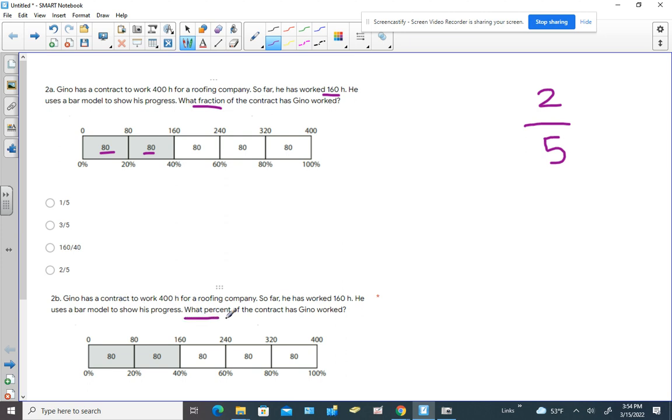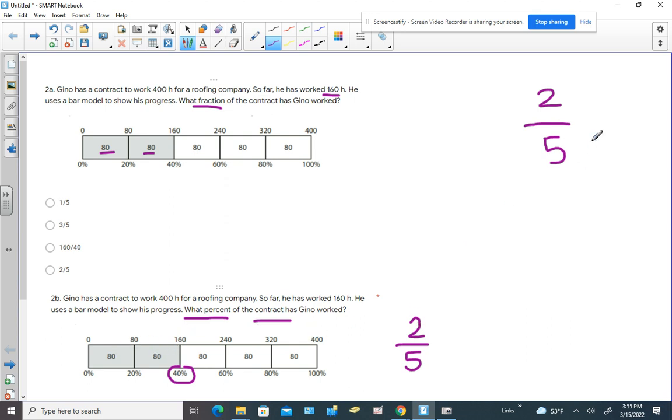This time they want to know what percent of the contract has Gino worked. So we can look at the percent that's given here, but we can also say to ourselves, what if we didn't have the bar model to figure this out and we had to do it by taking the fraction, the 2/5 fraction, or even the 160 out of 400?